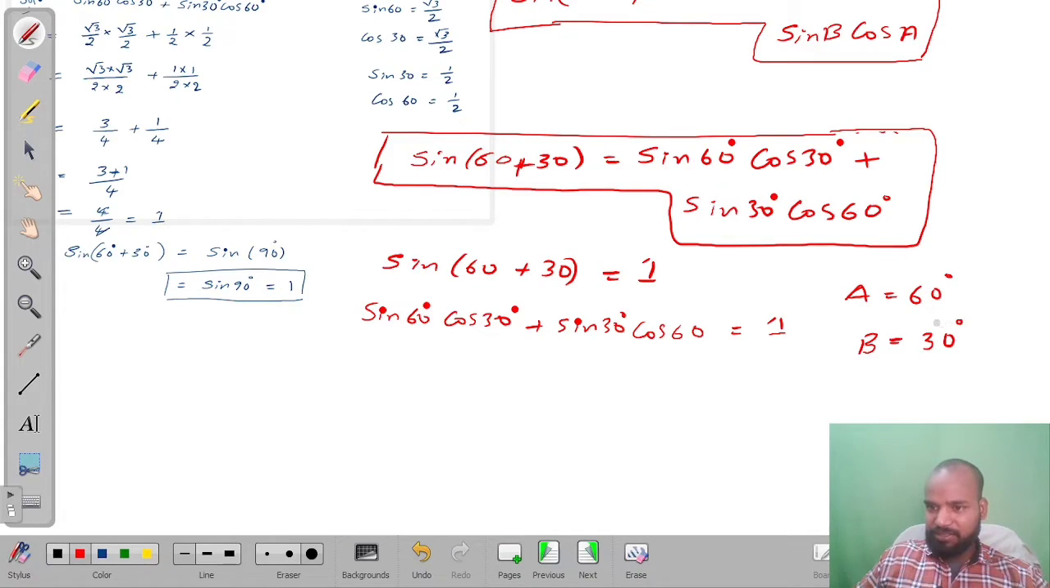Let us consider this one. Okay, let us consider a equals 60 degrees, b equals 30 degrees. Substitute: wherever 60 is there, you have to write a, and wherever 30 is there, we have to write b. So I am writing that.